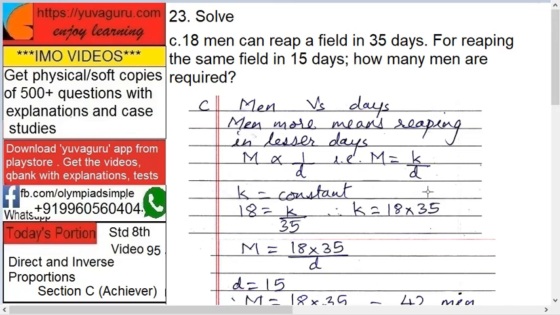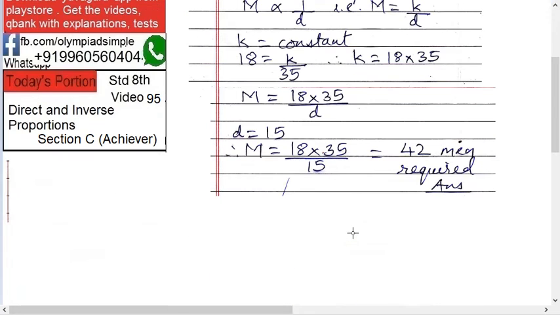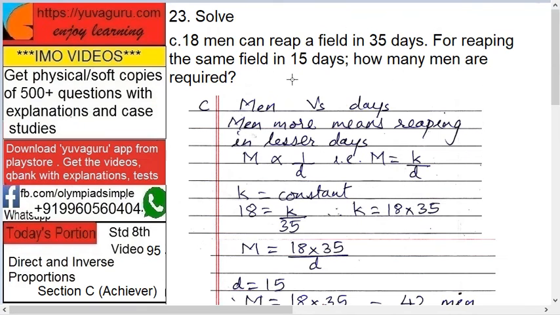So M equals K upon D. K is constant. Therefore first condition, let's put it, 18 equals K upon 35, right? 18 men in 35 days. So K equals 18 into 35. Just input the value of K. M equals 18 into 35 upon D, right? Now next condition, 15 days are required. Therefore M equals 18 into 35 upon 15, right? So solve this. It's 42. 42 men would be required to reap the field in 15 days.